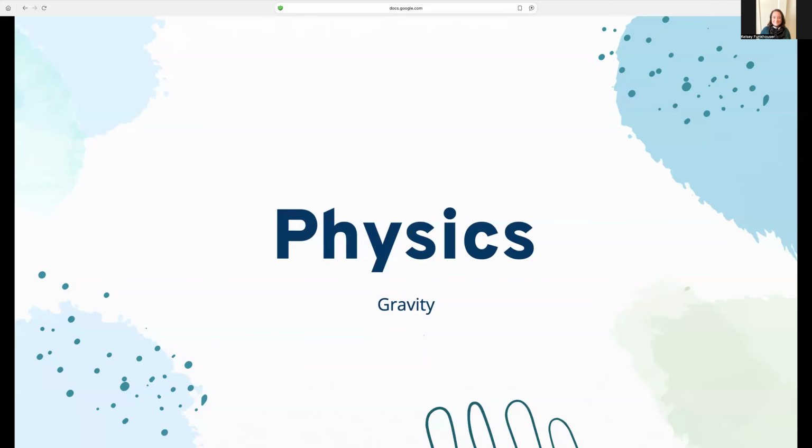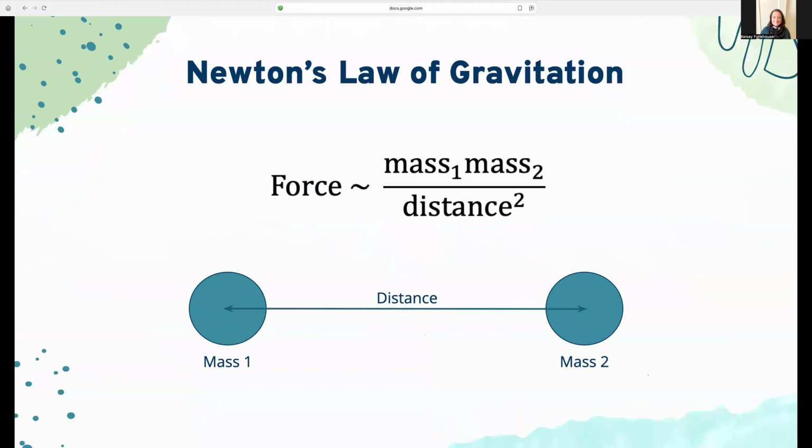Hello, let's talk about gravity. So don't get intimidated. I know this doesn't look as scary as an equation written out like this, but either way, I know it's still a lot going on, but we'll talk through it.